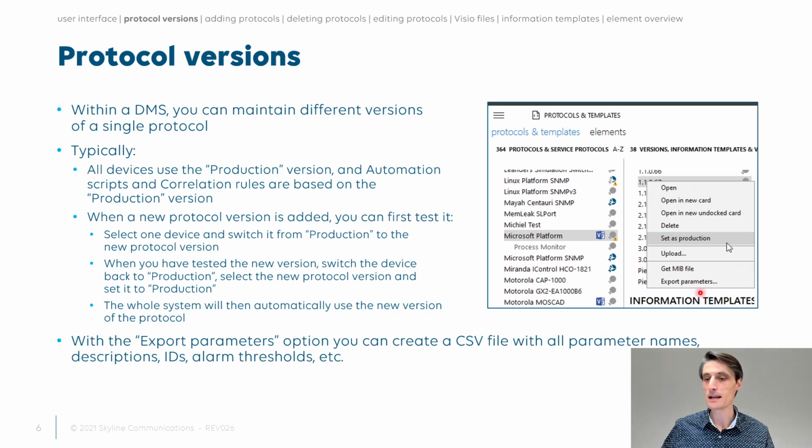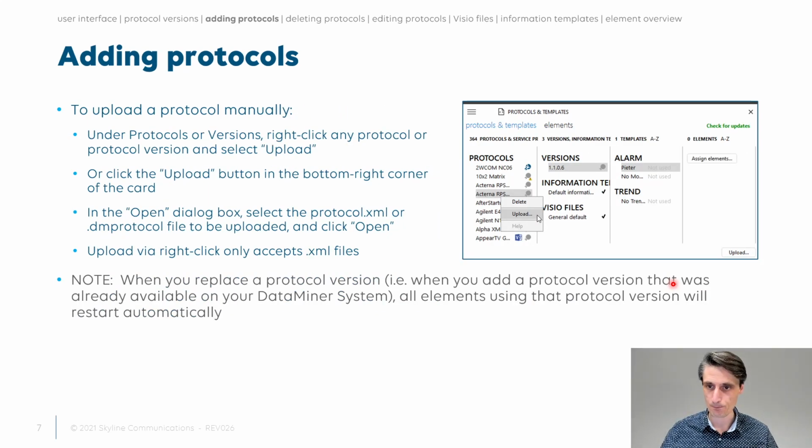While we are at the right-click menu, note there's also a get MIB file that's for the SNMP northbound proxy, and an export to a CSV file with all the parameters with some additional information. So if you want to have an overview of what this driver or this version contains, a list of all the parameters with some details, you can do so with right-clicking and exporting the parameters. So that's the versioning, the production version, very important item.